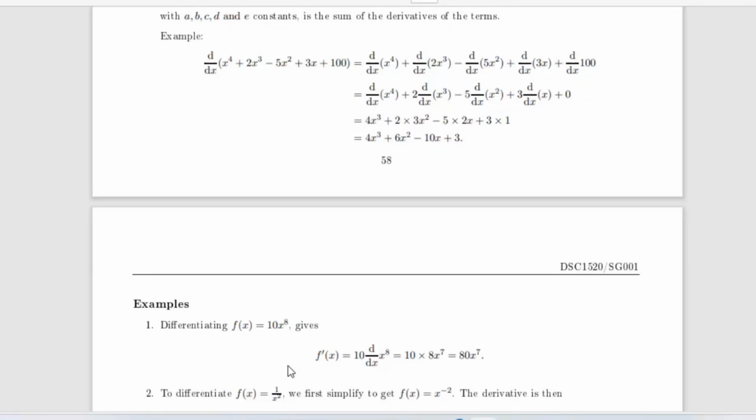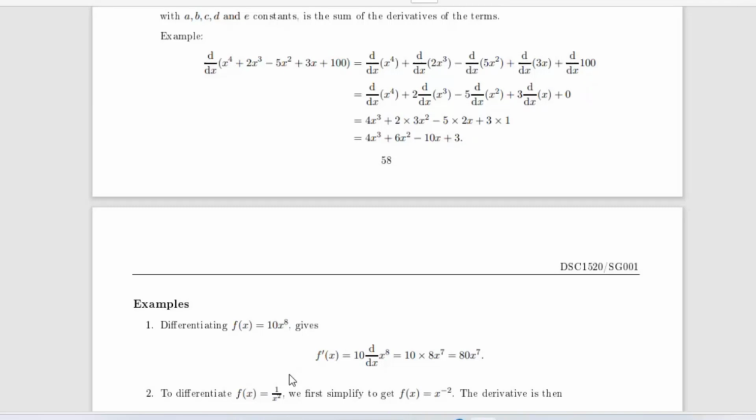Now, let's all of us look at number 2. They say to differentiate f of x, which is equal to 1 over x squared. We first simplify to get f of x equals x to the power minus 2. Can anyone explain why they wrote f of x? Do you see? They say f of x is equal to 1 over x squared. But now they say we first simplify to get f of x equals x to the power minus 2. Can anyone explain to me why they wrote it in that way?